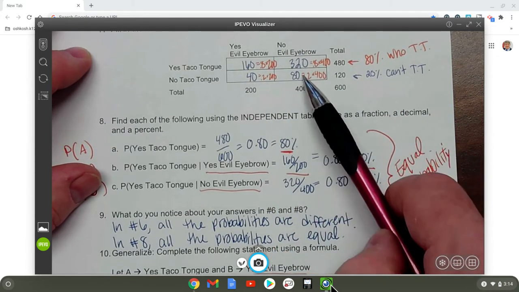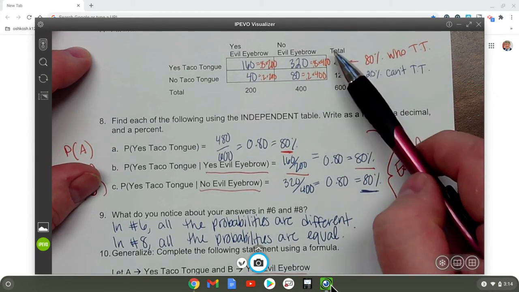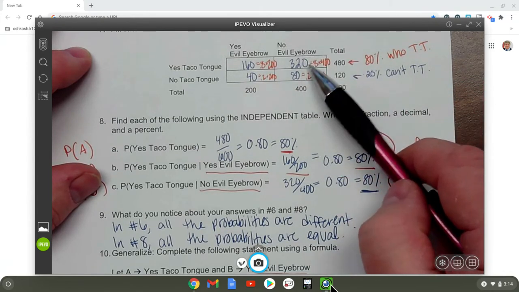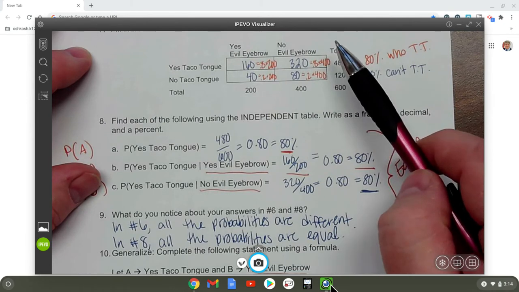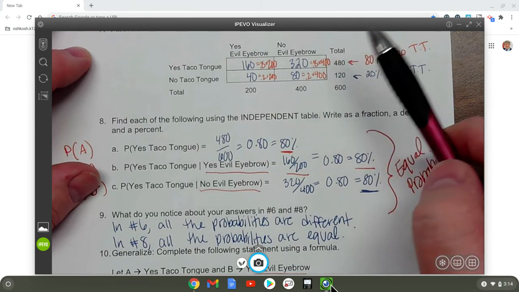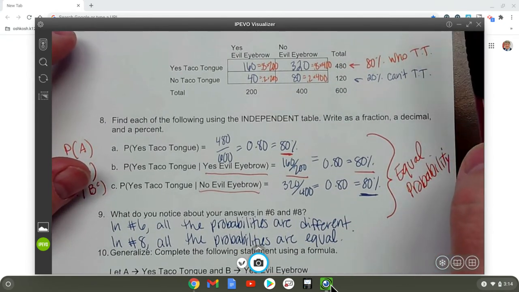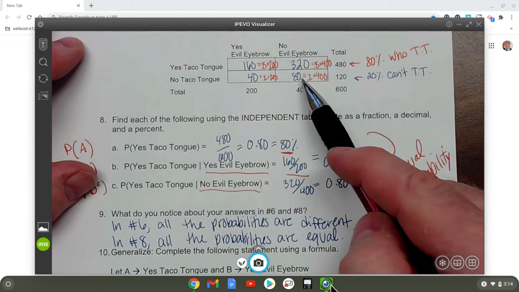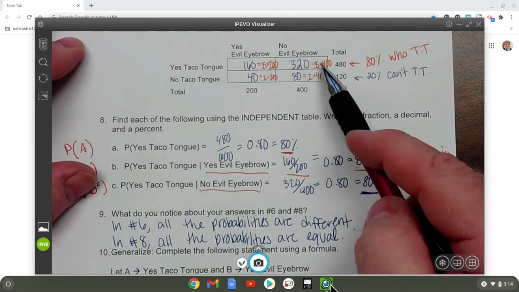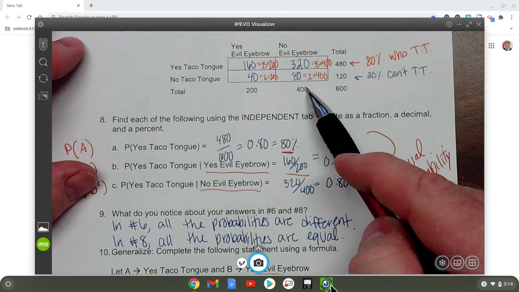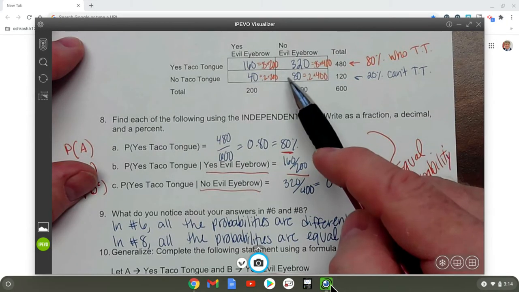Okay, how about this column for the 400? You got 80%. 320 is equal to 80% times 400. This is the 400 here. And then 80 is your 0.2. So you've taken 80% times this and 20% times this, and you fill in the boxes.